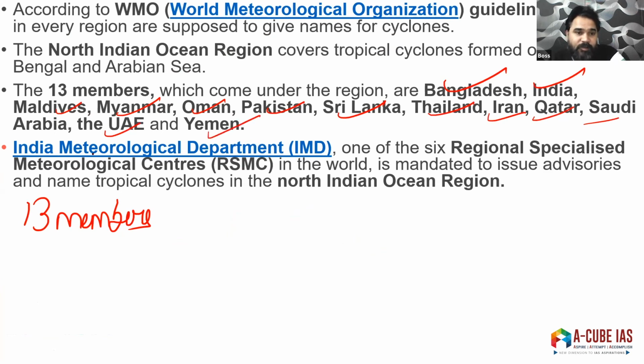Next is the India Meteorological Department. It is one of the 6 Regional Specialized Meteorological Centers, RSMC, in the world, mandated to issue advisories and name tropical cyclones in the North Indian Ocean region.